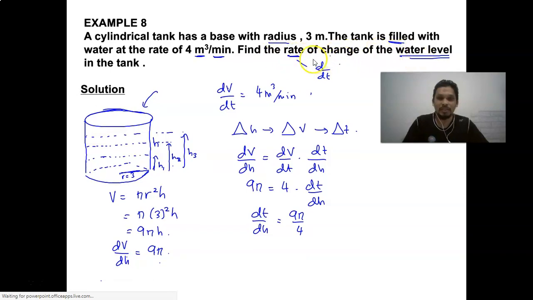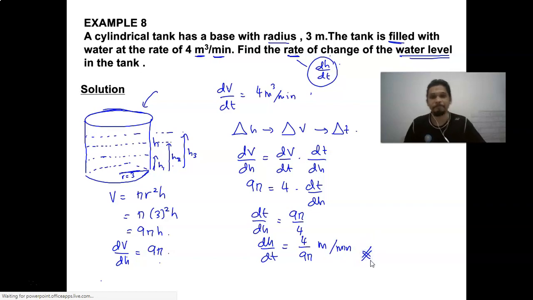Find the rate of change of water level in the tank. Look at the question: the rate with respect to time of the change of water level means that we are talking about the height. So dH/dt is the answer, the thing we need to find. What we have right now is dt/dH, so dH/dt equals 4 divided by 9 pi. Height is in meters, volume in meter cubed, and time in minutes, so the unit is meter per minute.